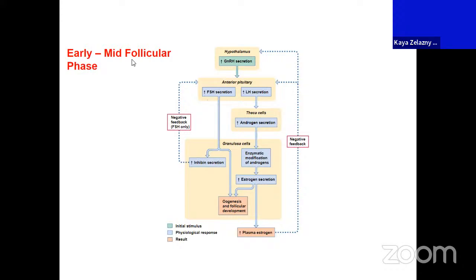So those developing granulosa cells are keeping that FSH level down. Now, this is early to mid follicular phase, so this is okay, because we don't want the spike yet, basically. The spike is a trigger for ovulation. So this is part of how we're keeping that spike from happening too soon.